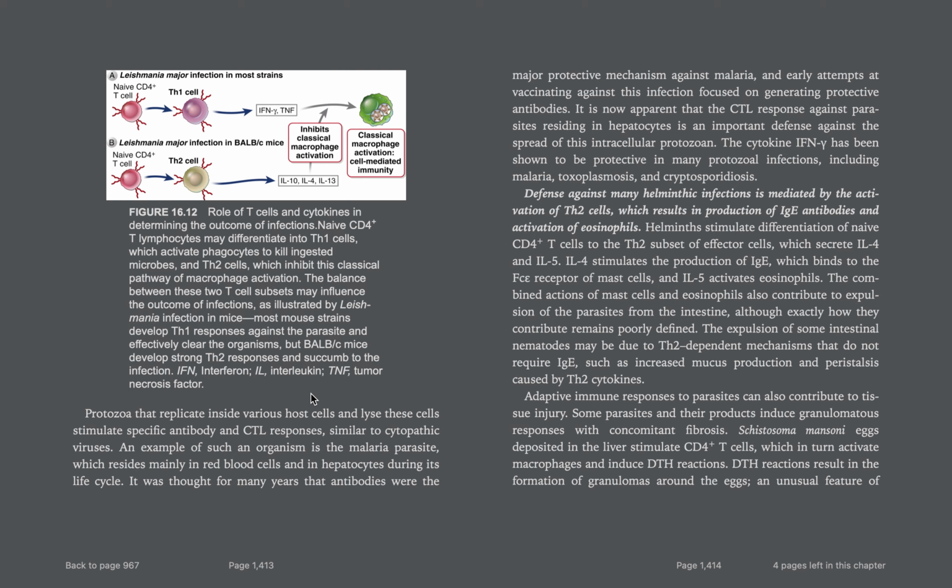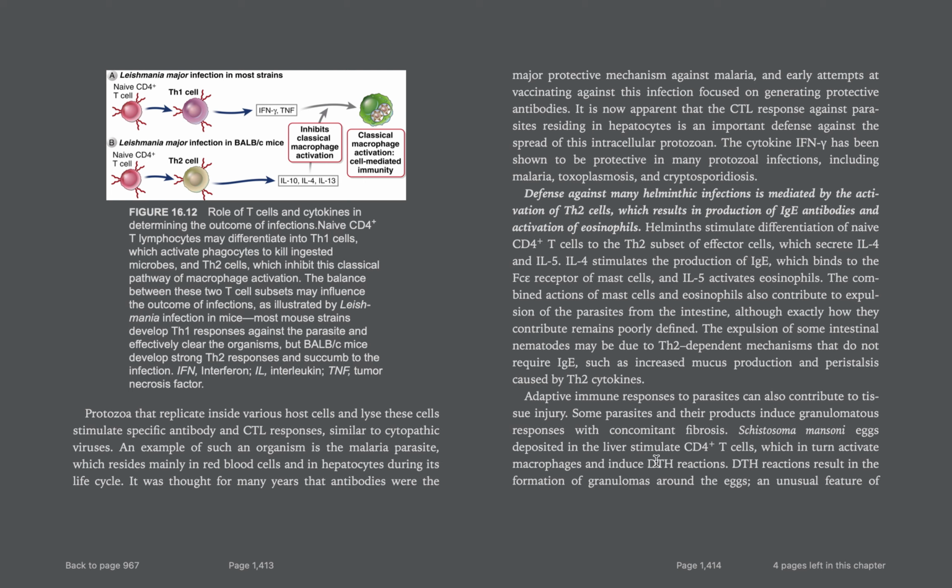The combined action of the mast cell and eosinophils also contributes to the expulsion of the parasite from the intestine, although exactly how they contribute remains poorly defined. The expulsion of some intestinal nematodes may be due to T helper 2 dependent mechanisms that do not require IgE, such as increased mucus production induced by T helper 2 cytokines.